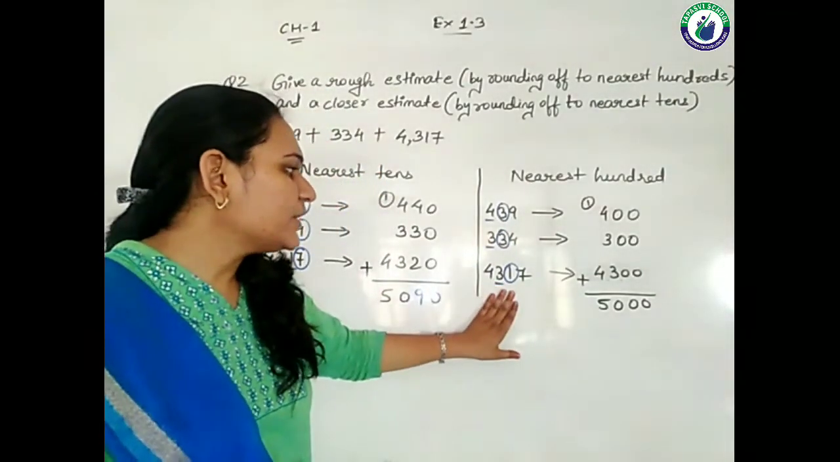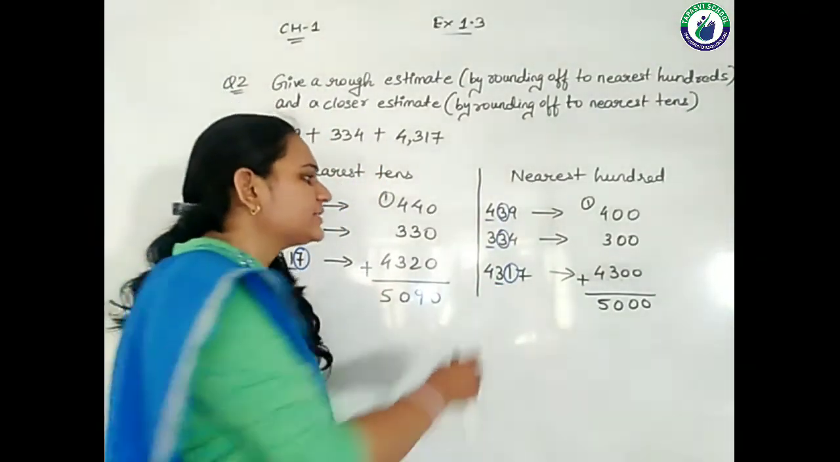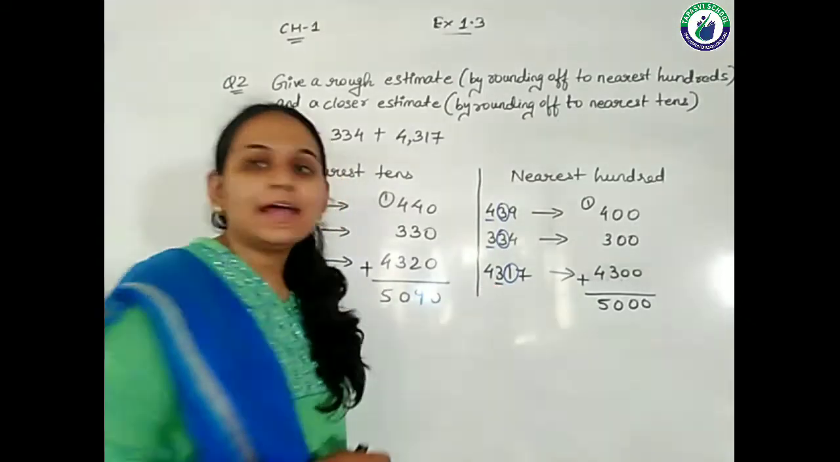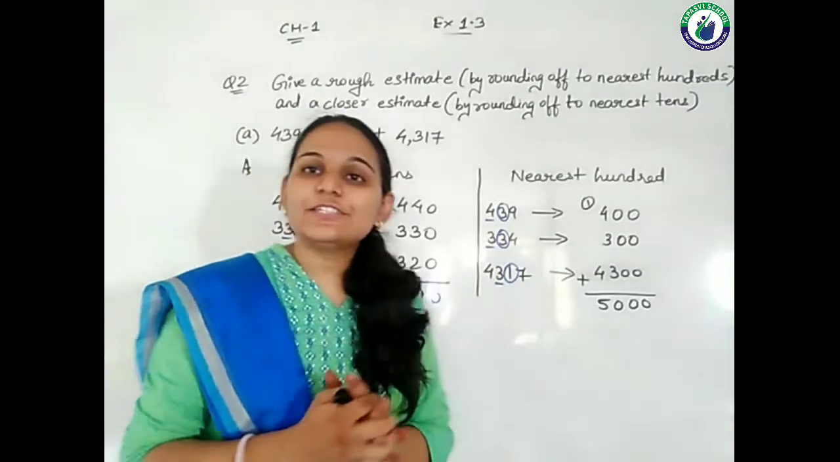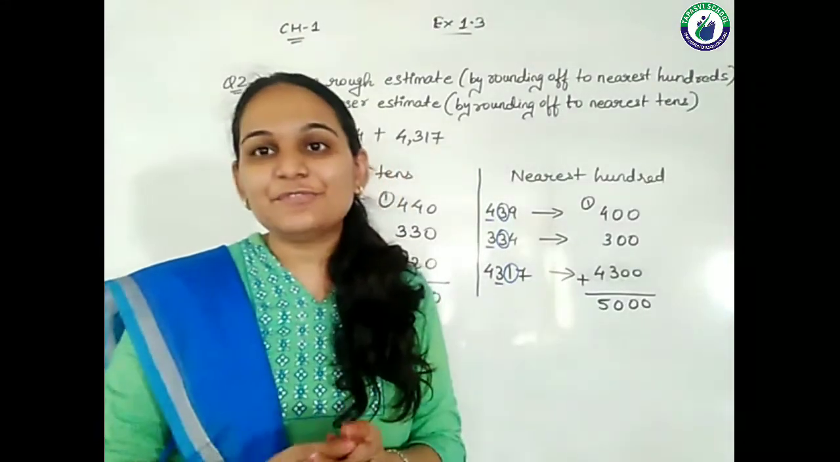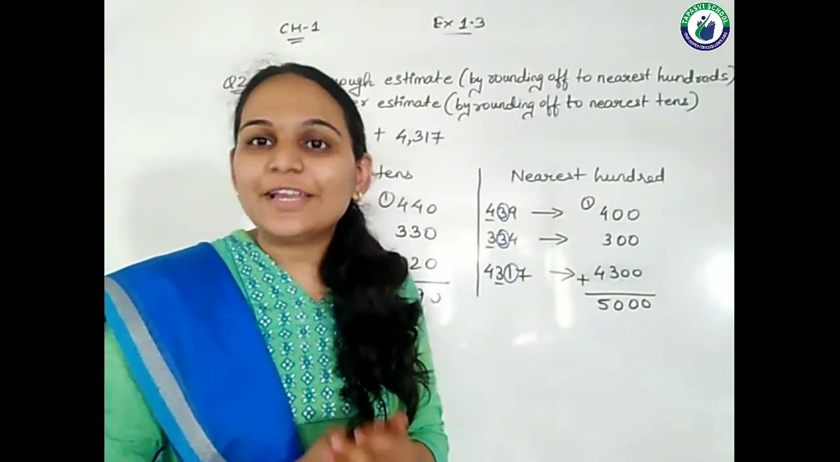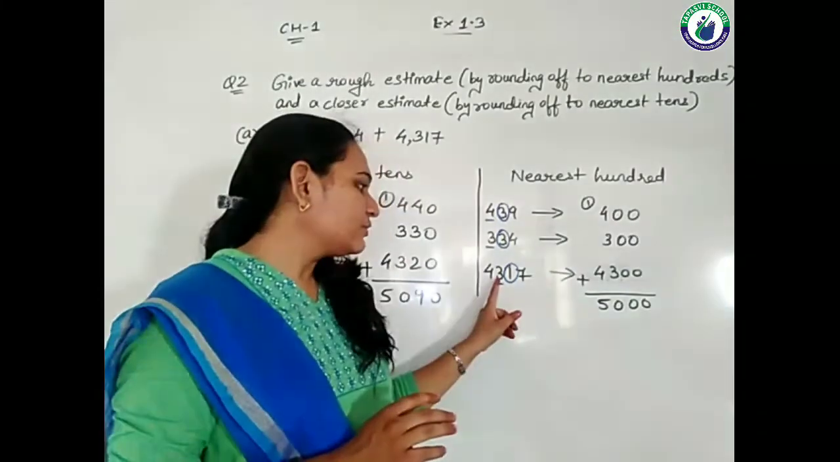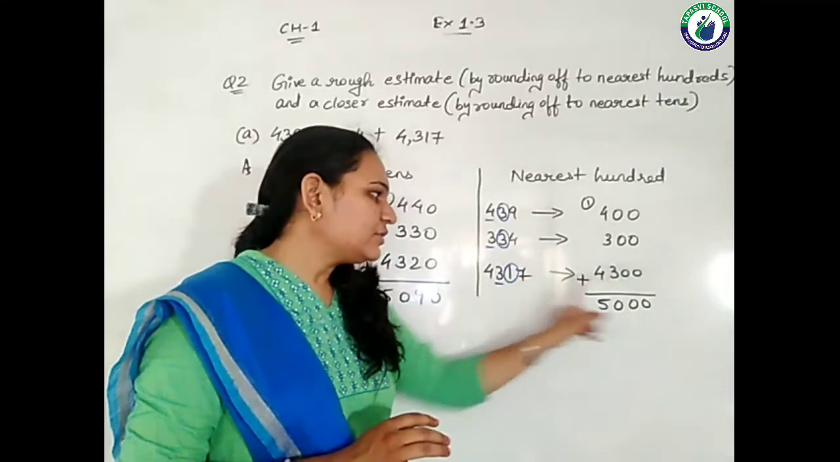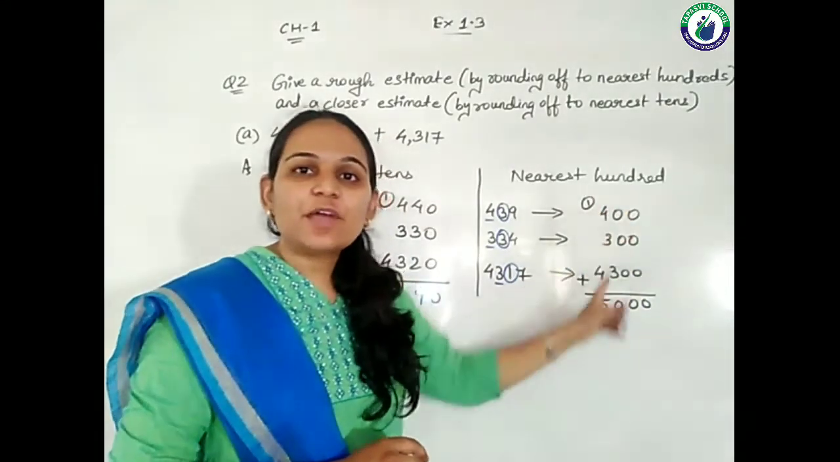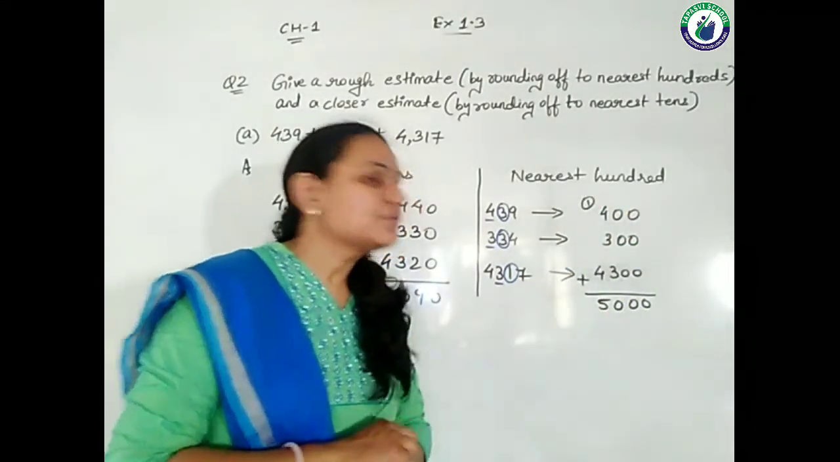Last one, 4317. Now the 100's place digit is 3, right, and the helping digit is 1. So the helping digit is less than 5, so I am not going to do any kind of addition, right? So 3 will remain as it is. For 4, 3 and the remaining 2 digits will be 0, 0. If you add them, you get the total as 5000, right?